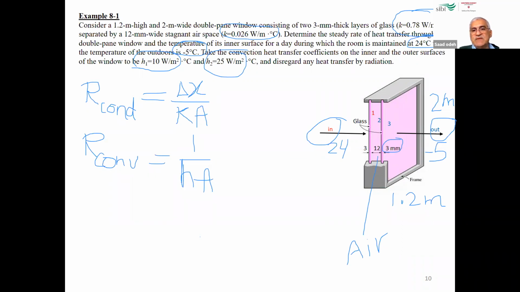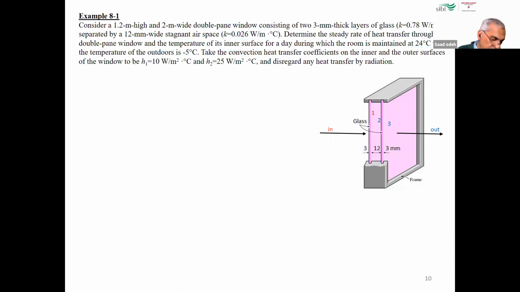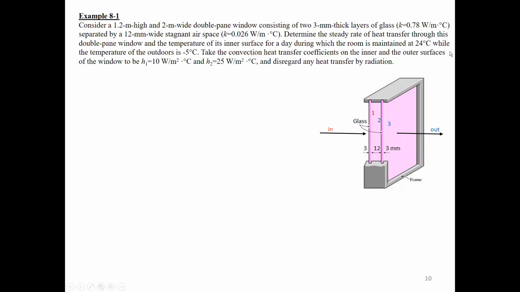Now, let me ask you a question here. What's the equation of our total? R1 plus R2 plus R3 plus R4. Let me do it this way, just to make it clear. R convection plus R conduction plus R convection plus R conduction plus R convection. Wonderful. Good. Faisal, right? Yes, sir. Yes, good, Faisal.